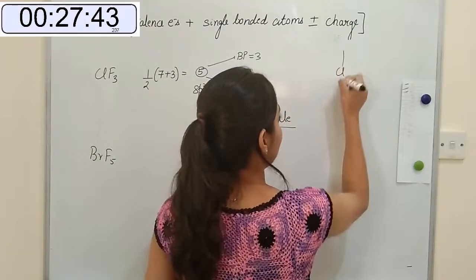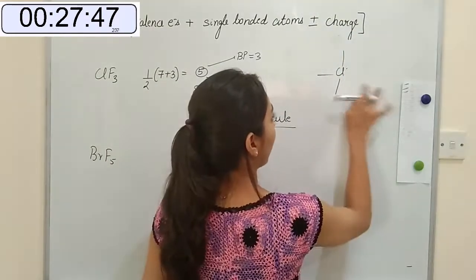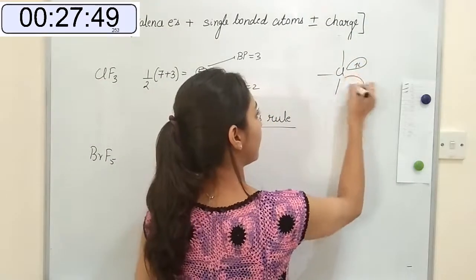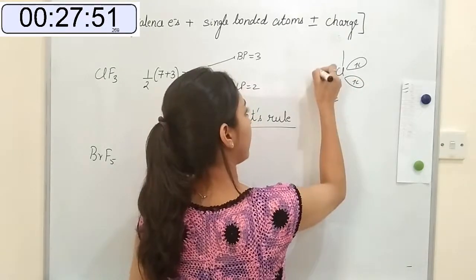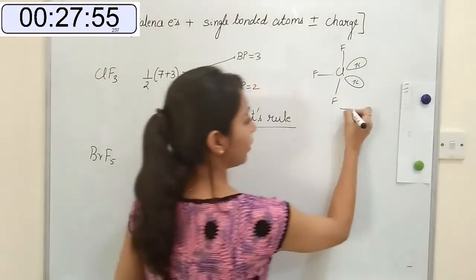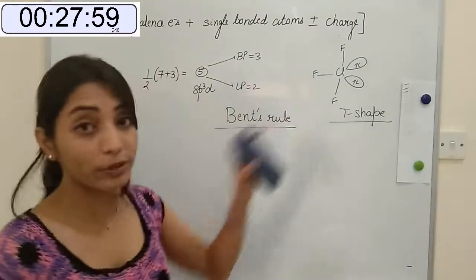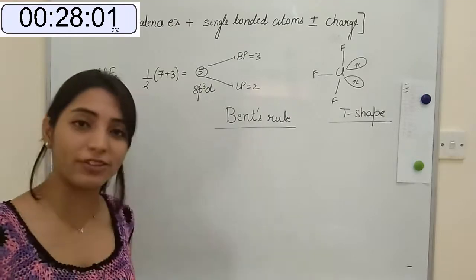So it should be Cl, something like this. 2 lone pairs. Now I will put 2 lone pairs here. And F, F, F. Understood? So this is a kind of T-shaped. Done? These 2 lone pairs do not come in the picture. So the shape is T-shaped.